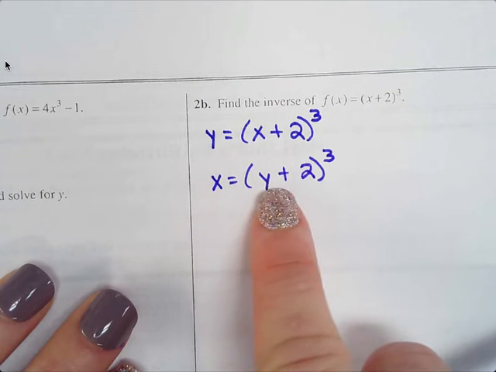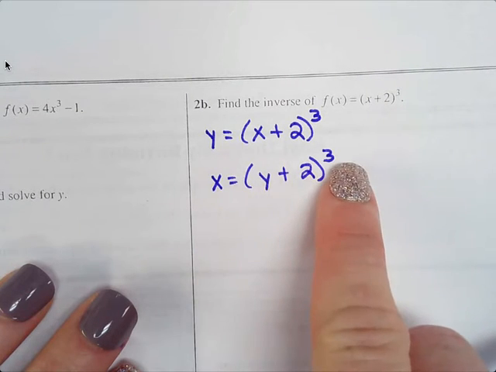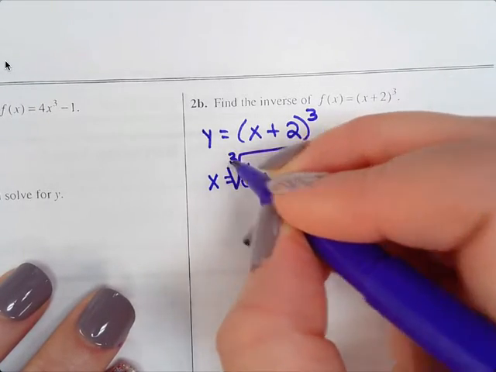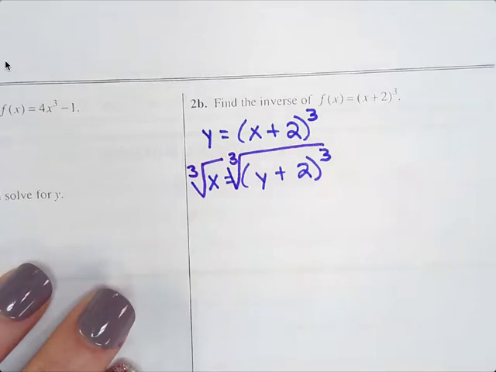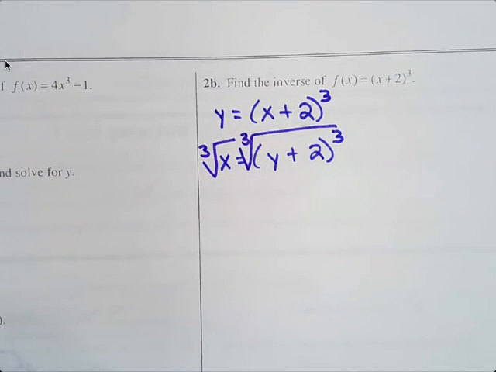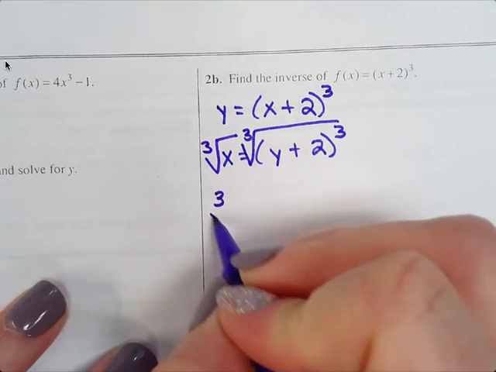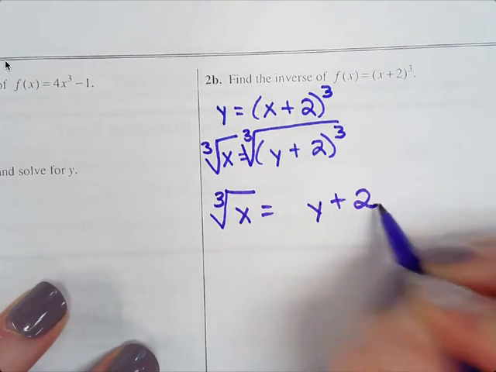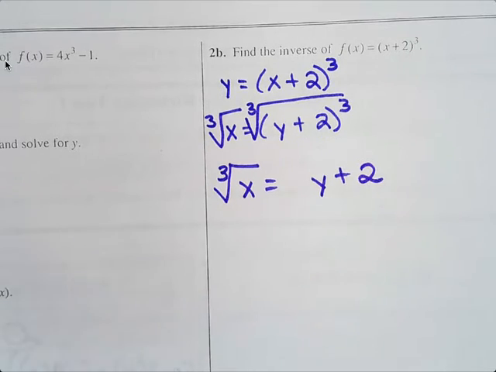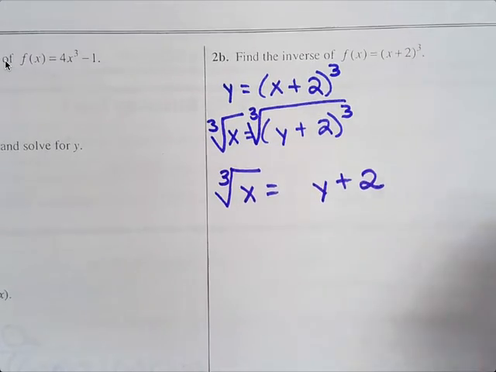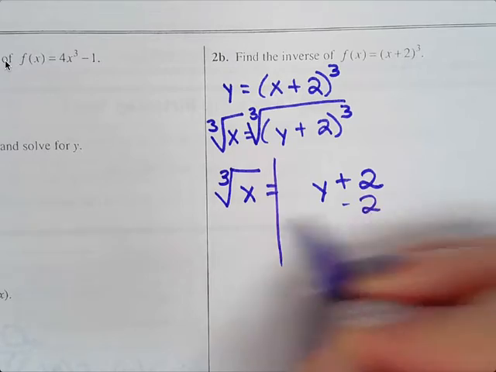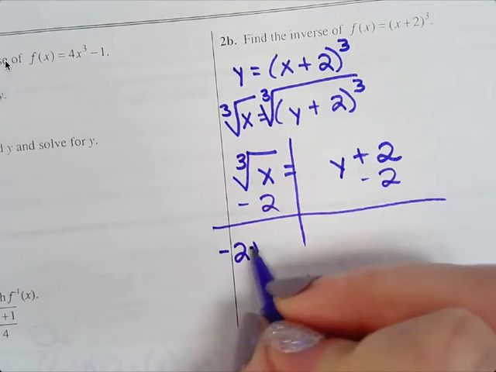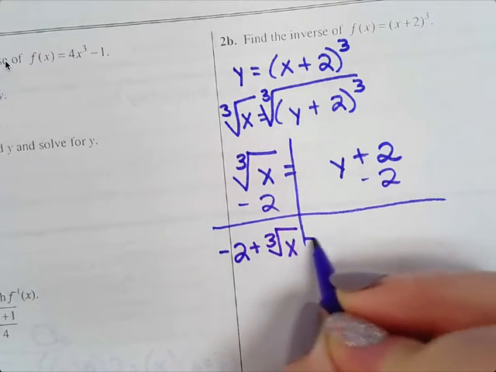So I can't add anything yet. I've got to get rid of this exponent first. So I actually need to do the cube root first to both sides. So now we have the cube root of x equals y plus 2. And now subtract 2 on both sides. So negative 2 plus the cube root of x equals y.